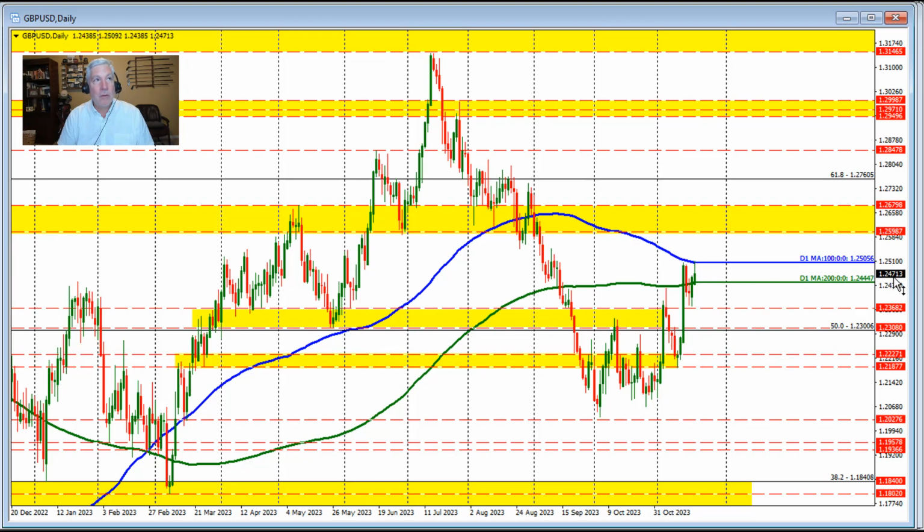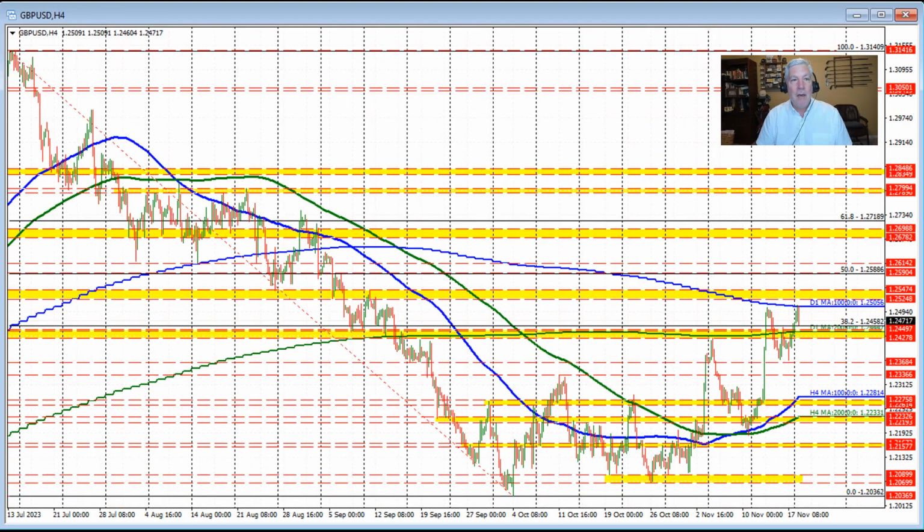We've since backed off to 1.2470. So there are some sellers against the 100-day moving average. Last time the price was above the 100-day moving average, you have to go back to September 1 of 2023, as a matter of fact. So this is a significant failure to extend above the 100-day moving average, but we are still above the 200-day moving average, which we traded above and below in trading last week. That comes in at 1.2444. So on the downside, the battle is on between the two daily moving averages of 1.2444 and 1.25056.